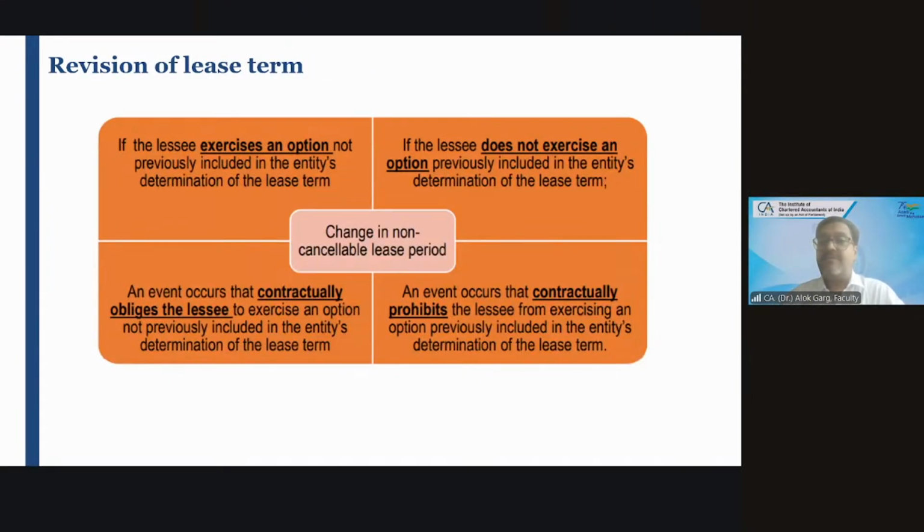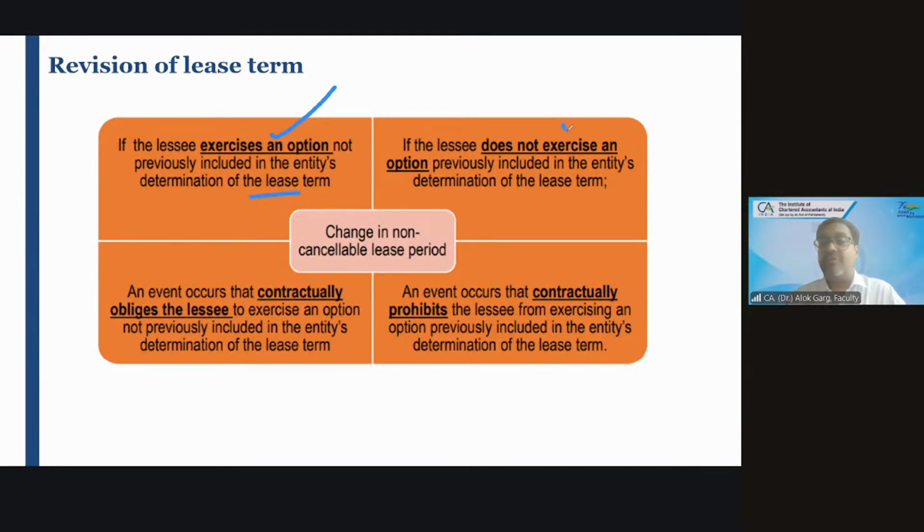Revision of the lease term: in which circumstances, as I told you, if the lessee exercises an option not previously included in the entity's determination of the lease term. Option of renewal. Earlier, at the commencement date, it was not there because reasonable certainty was not there. Now, reasonable certainty has come.